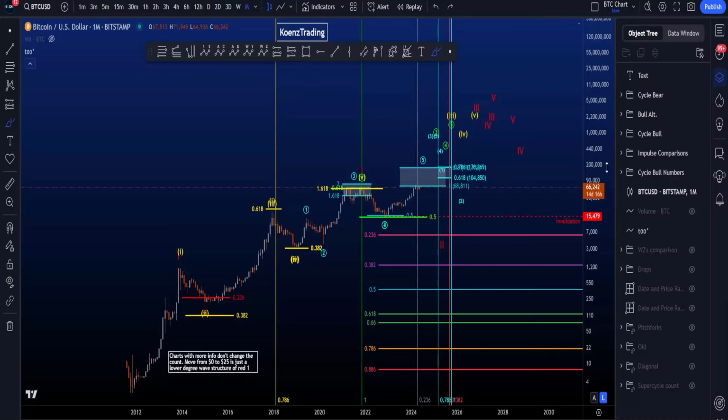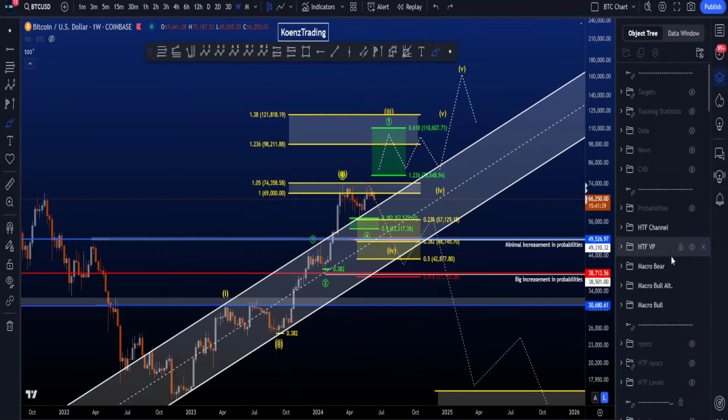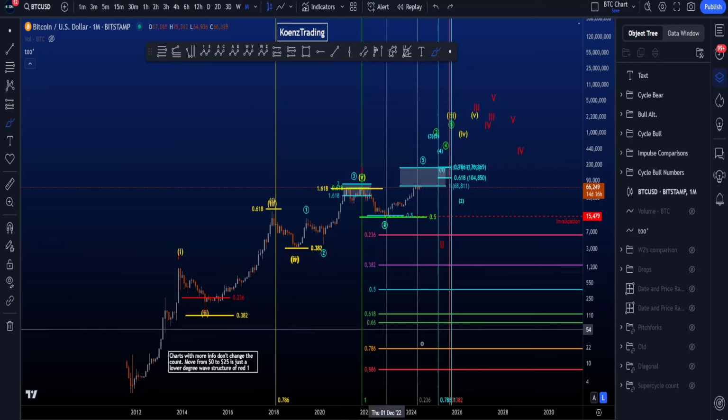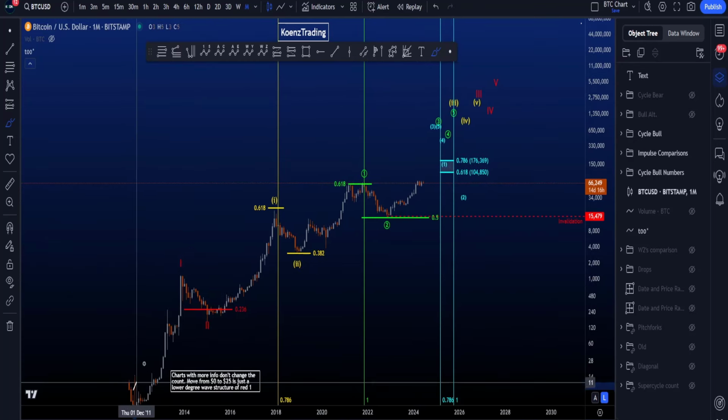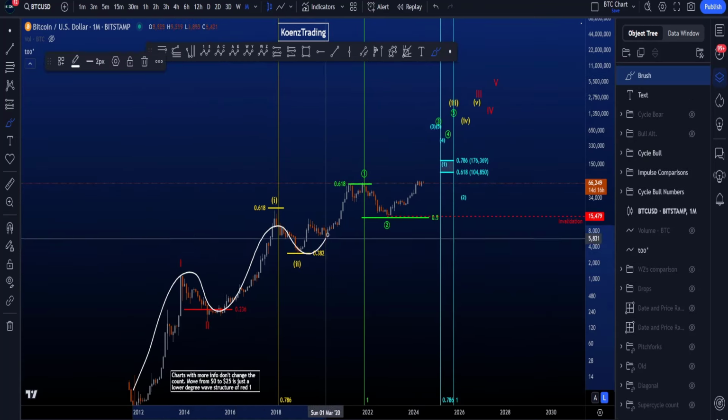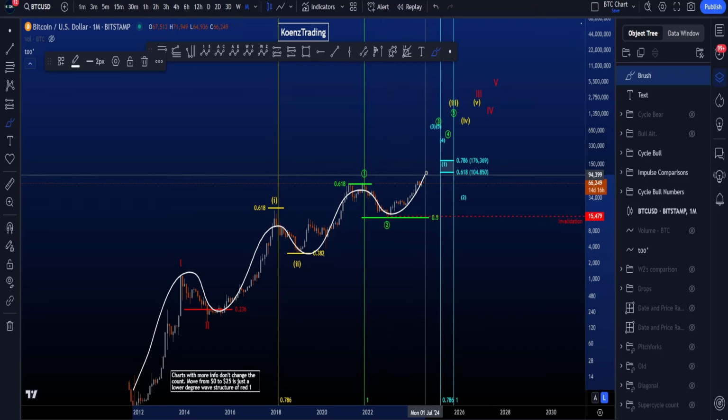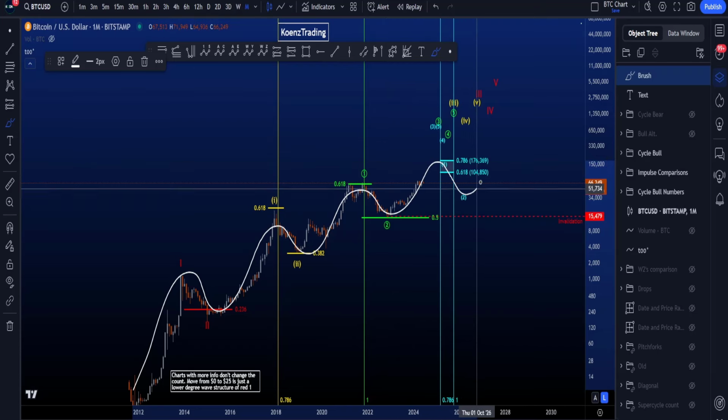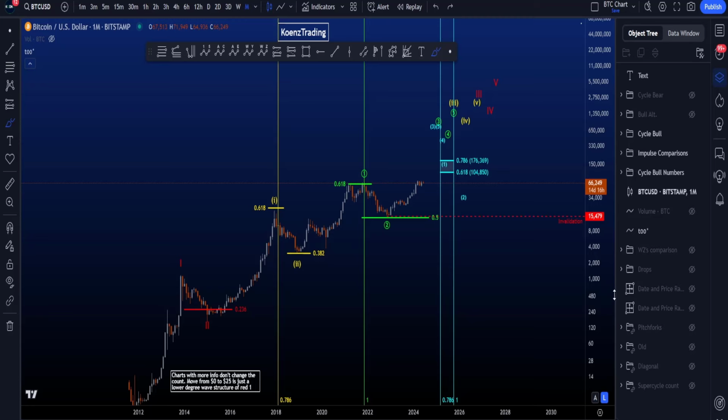Hi everyone, let's go over my bullish and bearish monthly and weekly Elliott wave scenarios on Bitcoin. Starting on the monthly with the bullish scenario where we're looking for a multi 1-2 scenario, looking for a blue wave 1, then a wave 2 and continuation to the upside.